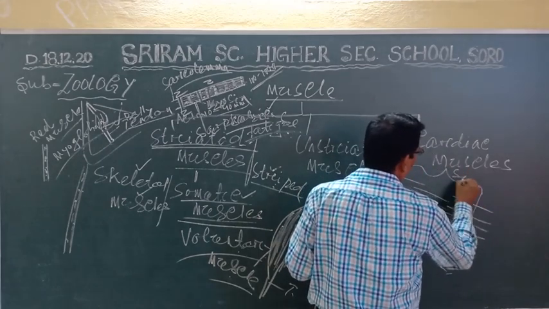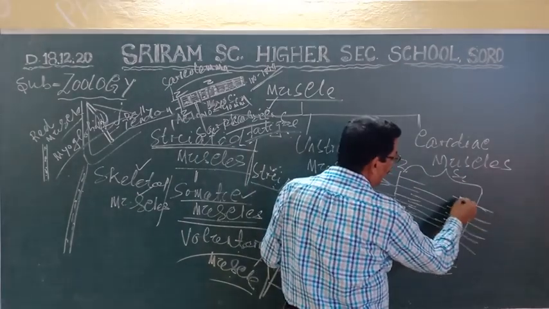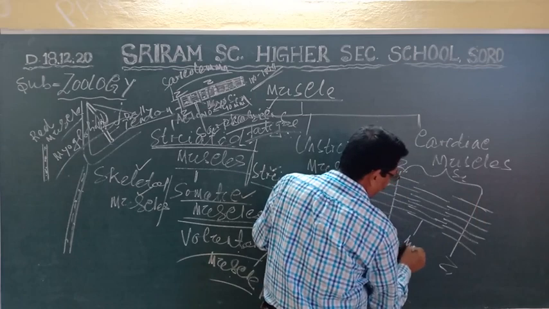So when the muscle contracts, the actin filaments slide over the myosin. These are the myosin filaments.